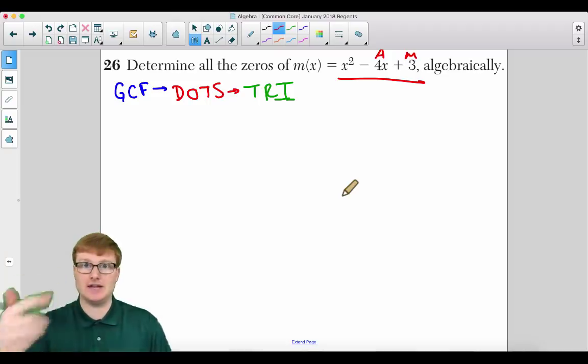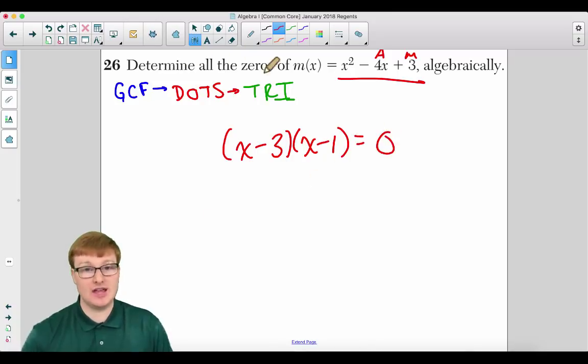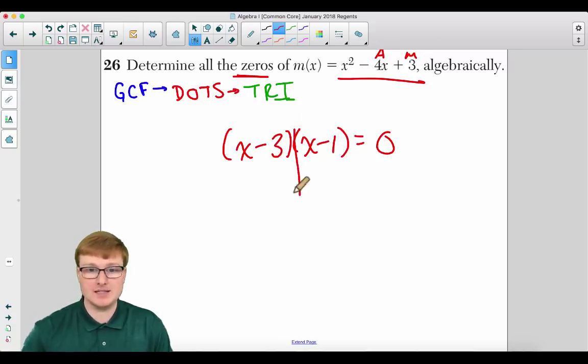Well, that's negative 3 and negative 1. So we could factor this to x minus 3, x minus 1 is equal to 0. They're asking for the zeros, so I just set everything equal to 0. Because negative 3 times negative 1 gives you a positive 3, and negative 3 plus negative 1 gives you negative 4. Great. Set up your famous T-bar.